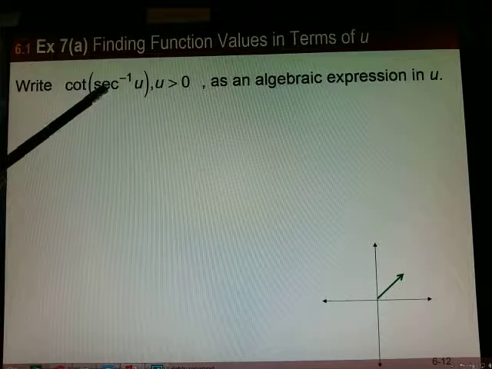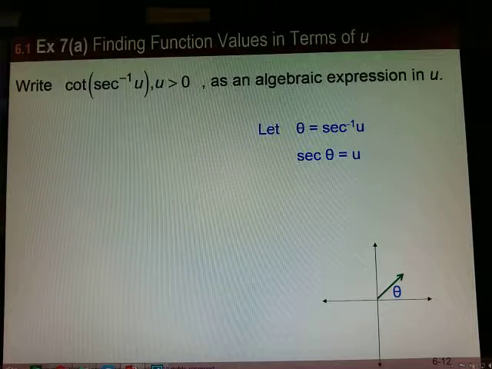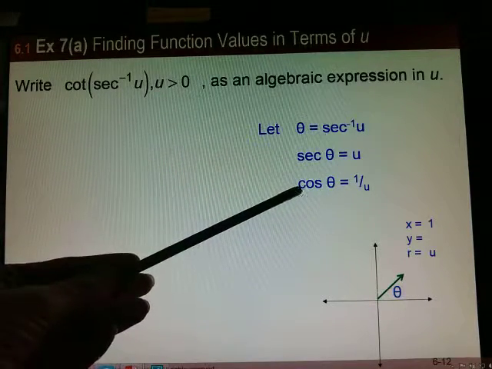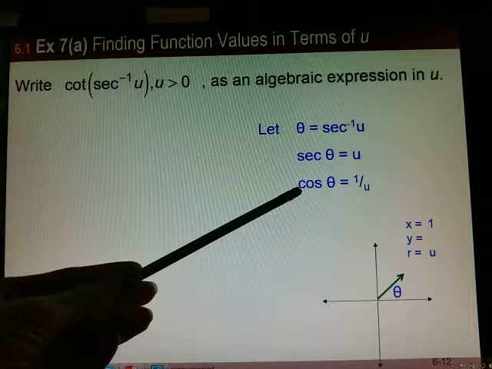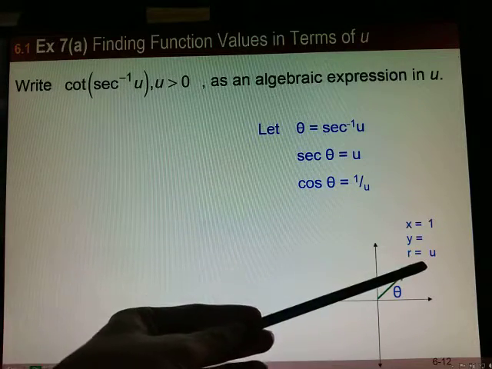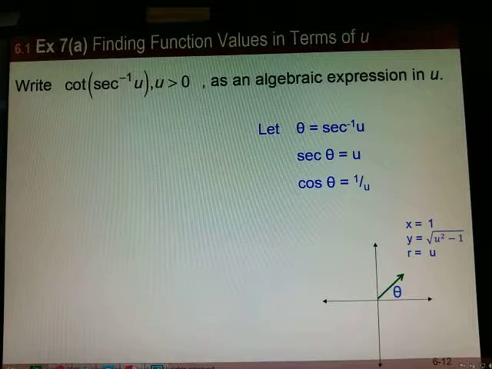We want to know when the secant is u. So the secant of what angle is u over 1? That would be the reciprocal, which would be the cosine of some angle is 1 over u. The cosine is your x over r, so therefore 1 over u. If you do Pythagorean theorem, you're going to have u squared minus 1 squared, and then take the square root of that for the y.